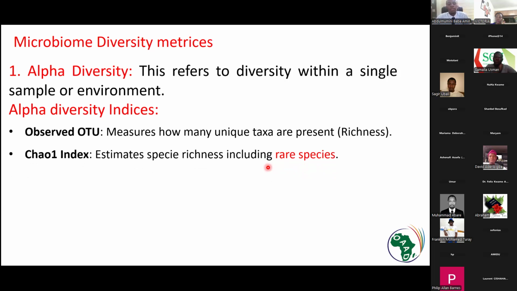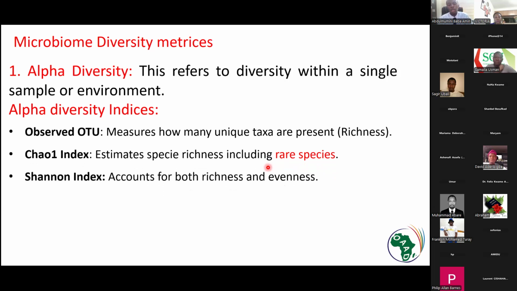The Chao1 index estimates richness, and it also takes note of rare species that are very, very rare within the microbiome sample. That's the difference with Chao1. During the analysis, we usually calculate the observed OTU, Chao1, Simpson, and Shannon index. The Shannon index accounts for both richness and evenness. Richness is how diverse they are; evenness is how the bacteria are distributed.